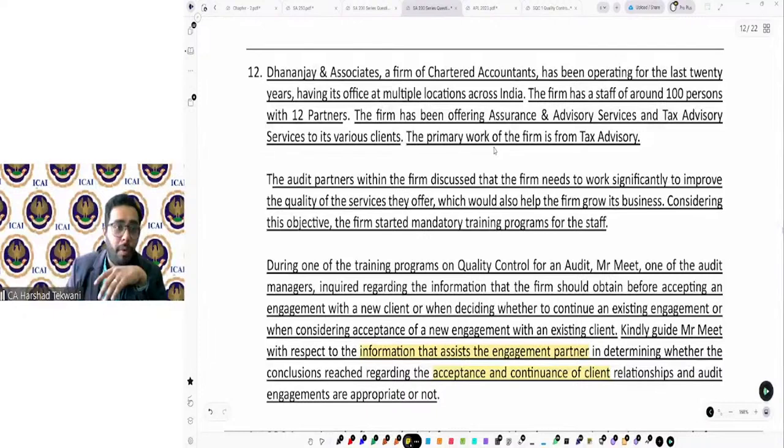What are the informations that might help the engagement partner when the engagement partner is going to decide upon the acceptance and continuance of client relationship? What is that information that will help the engagement partner? Come on, guys, quickly. We have discussed this. Correct, Mancha. Very good. I have received one answer. That is correct. Good, Mancha.